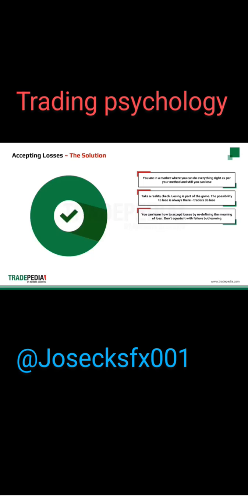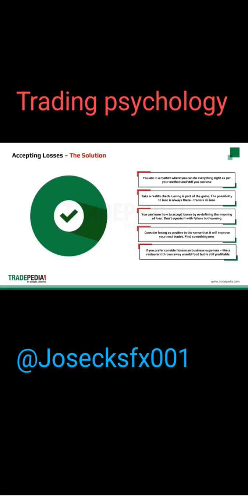You can learn how to accept losses by redefining the meaning of loss. If you equate it with failure, it will sooner or later take its toll. But redefining it will help you move forward, improve your trades, and cope with possible losses. Consider losing as positive in the sense that it will improve your next trades. Find something new. If you prefer, consider losses as business expenses, like a restaurant throws away unsold food, but is still profitable.